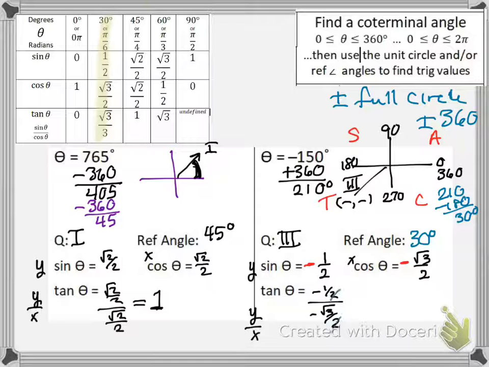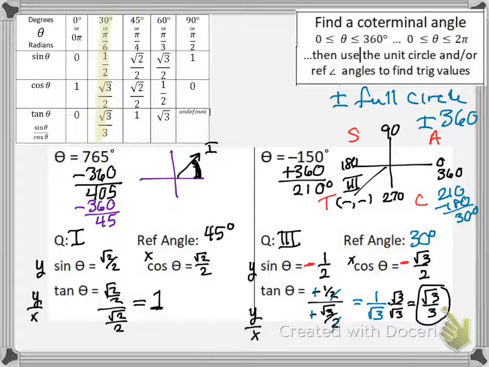Shortcut, wipe those 2's out. Maybe also wipe out those negatives. I have 1 over root 3. I'm not supposed to leave a radical on the bottom. Multiply by root 3, answer root 3 over root 9, which is plain 3. There's my tangent.